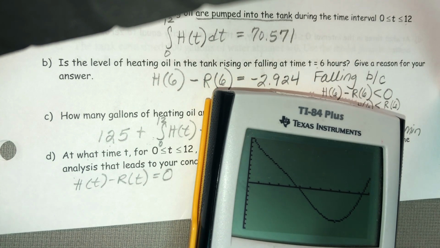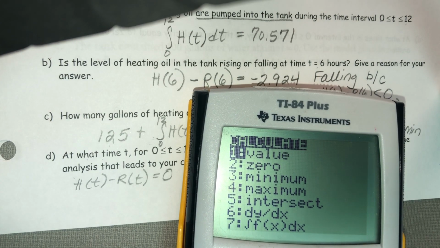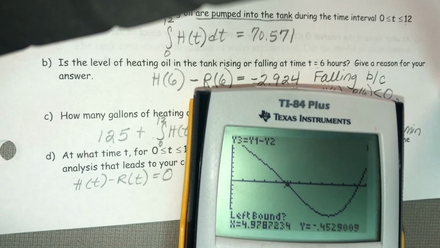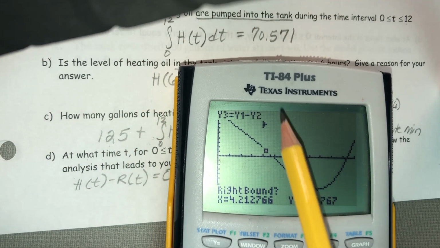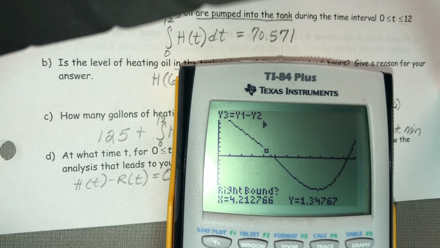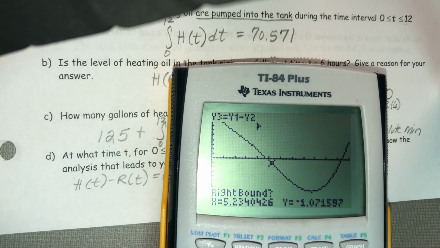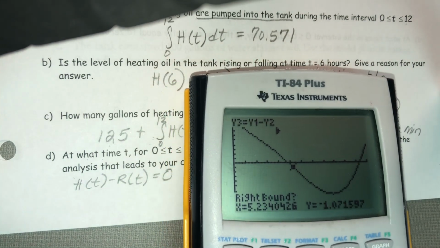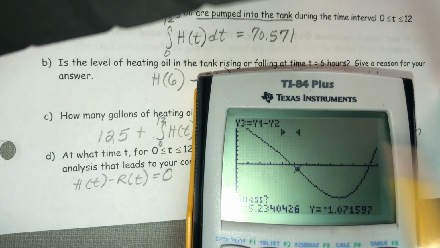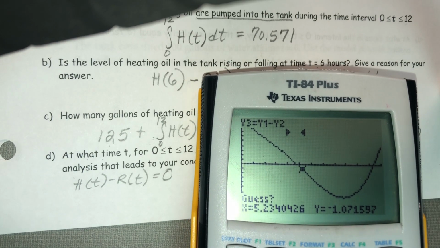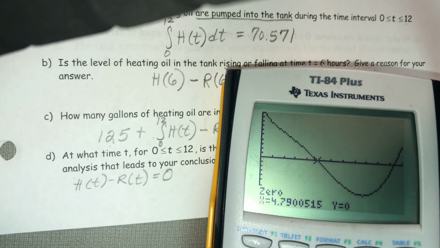Okay, so I'm going to go second and hit the trace button for the calculate menu and choose option 2 for zero. I have to go left bound, so I'm cursoring to the left side of this x-intercept, press enter, and it makes a little arrow saying I'm going to look here. Cursor to the right side of the 0. I need to make sure these y values are now negative so I know I'm on the opposite side of the x-axis. Press enter. It kind of looks like a little bow tie here. It's saying I'm going to look between these two arrows for your 0 because it can only find one at a time. And then for guess, I'm just pressing enter a third time. And then here's my first 0.